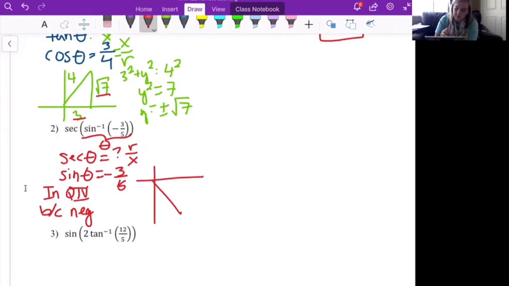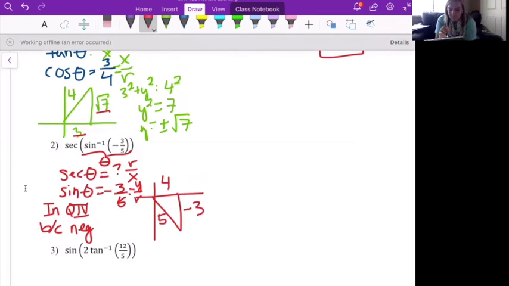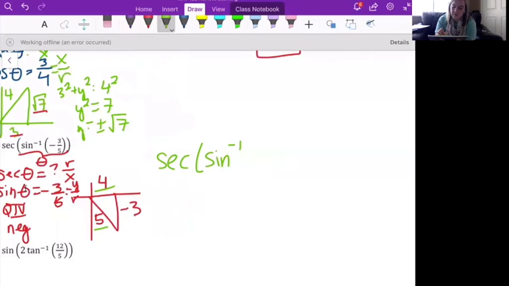So then this is y over r. So our y value is negative 3. R is always positive. And then we see that this is going to be a 3, 4, 5 triangle. Because we are in quadrant 4, we know that our x value is positive. And so then secant is going to be 5/4. So then again, just to rewrite this using these terms, secant of sine inverse of negative 3/5 is going to be 5/4.